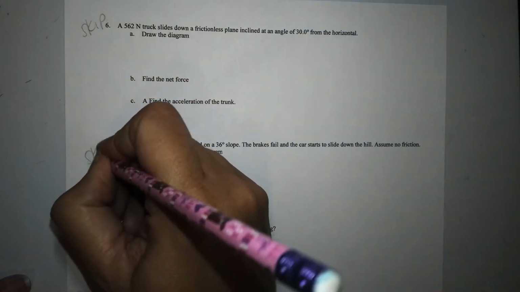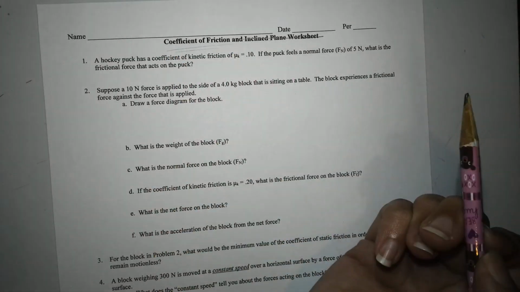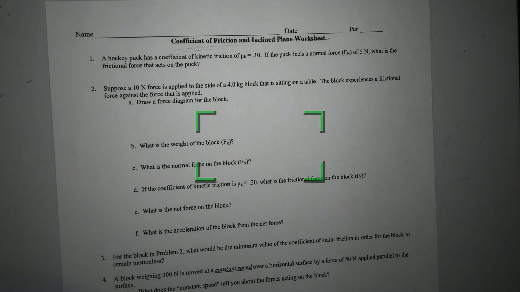So we've got 1 through 5 on the front. Let's skip 6, 7, and 8. Okay, so just skip page 2 for now. We will come back to it. All right. So basically this whole entire thing is going to be about the coefficient of friction, okay?